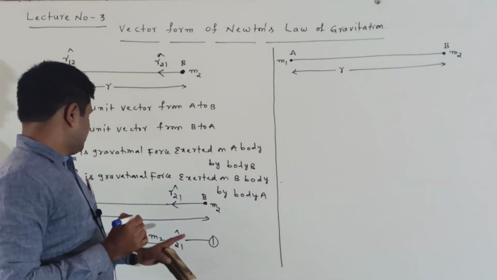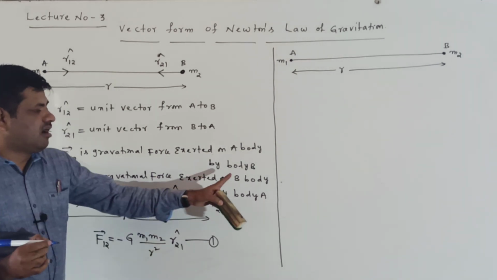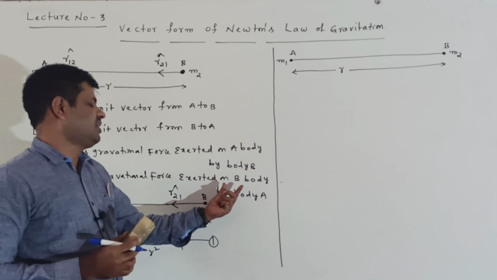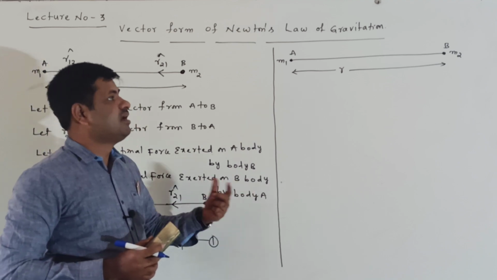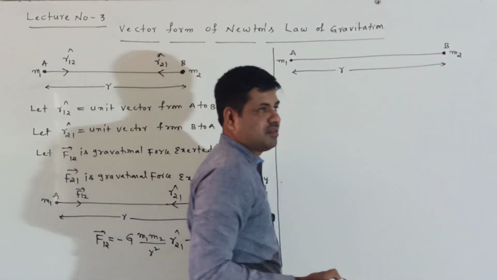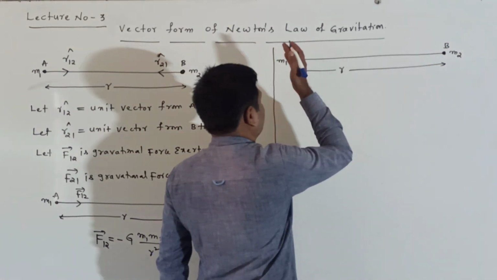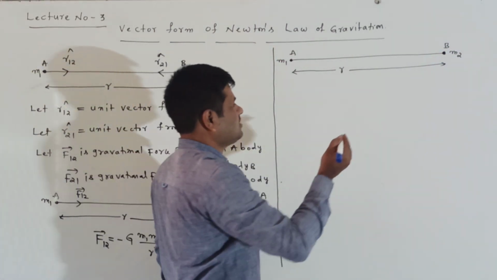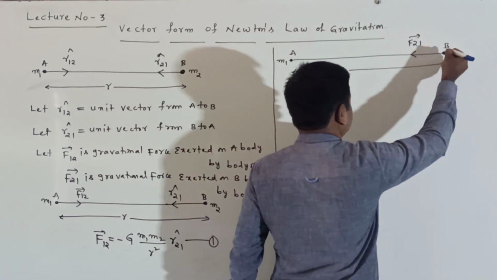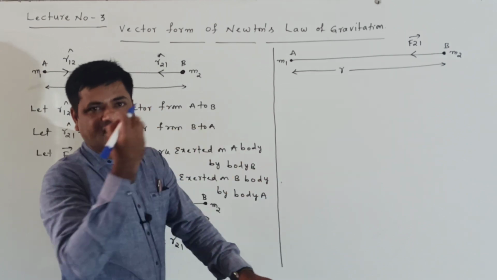Now next, the gravitational force exerted on B body by body A. It means the gravitational force acting on B body is due to which body? A body. Here the gravitational force is acting on this body. This body is attracted by the A body, and that's the reason I am giving the force direction here. This is F21 bar, because here B body is attracted by A body.